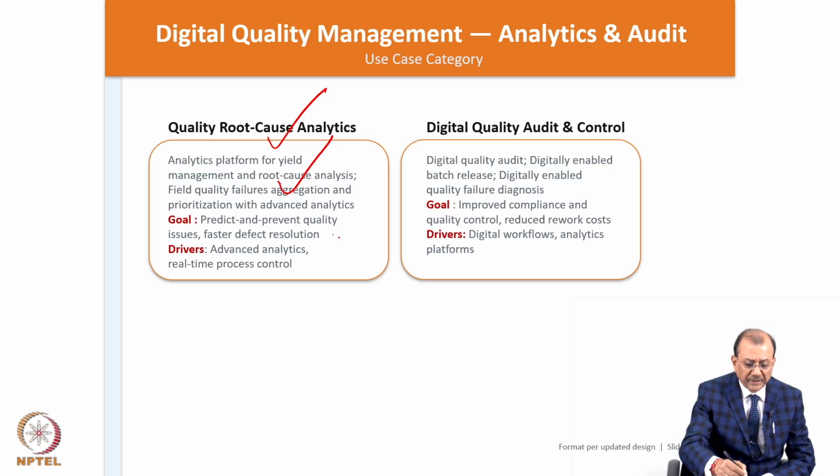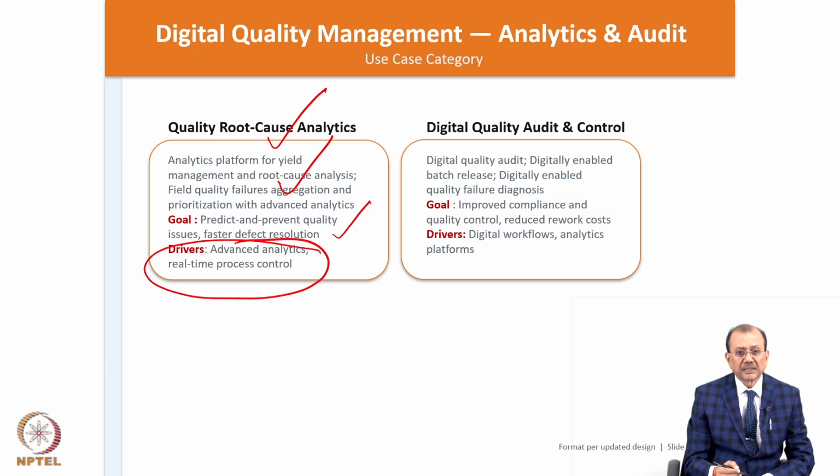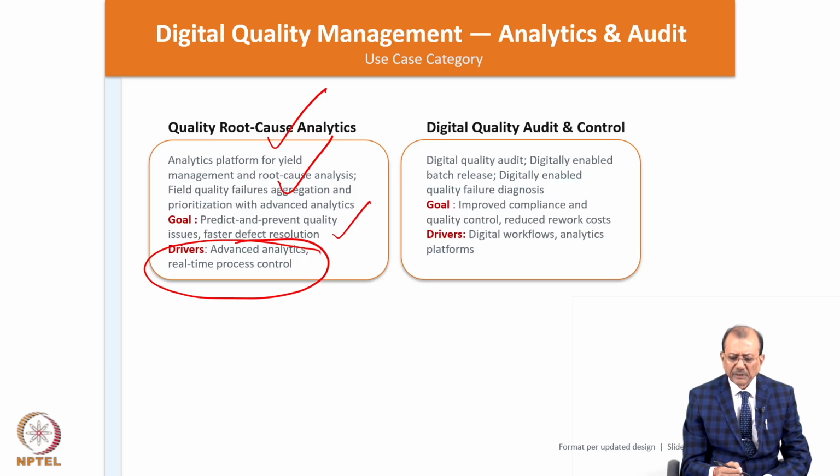Predictive goals and advanced analytics, with real-time process control, are the technologies being used by these companies for root cause analytics, which earlier was mostly done manually. Similarly, for digital quality audit and control also, when the study was done, it was found that many companies start using digital technologies for audit purposes also.